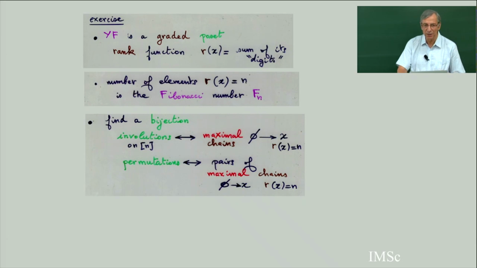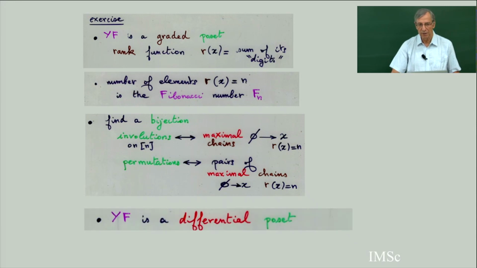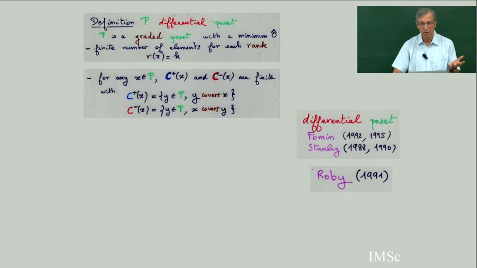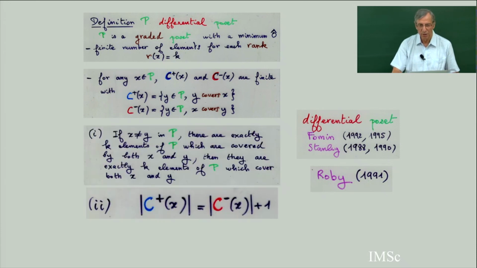And then there is a bijection between involutions and maximal chains going from the 0 level to an element x of rank n, and a bijection between permutations and pairs of such maximal chains going from 0 to an element x in the rank n. So this is the analog of the Young lattice. It works the same. And in fact, such posets are called differential posets. So there is a definition of differential poset, and I leave you the slide to see the definition.